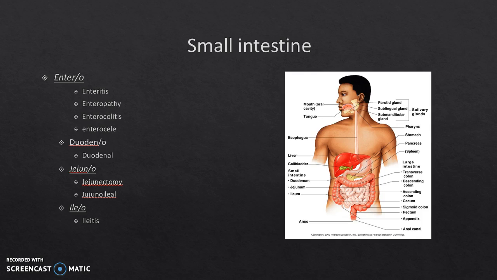So you can use these words like jejunectomy, like if you had a problem in your small intestine and they had to go remove that middle part of the small intestine, that would be a jejunectomy. And then you see jejunoileo, right? That's where we're moving from the second to the third part of the small intestine. So there are three parts to that. Make sure you understand that.